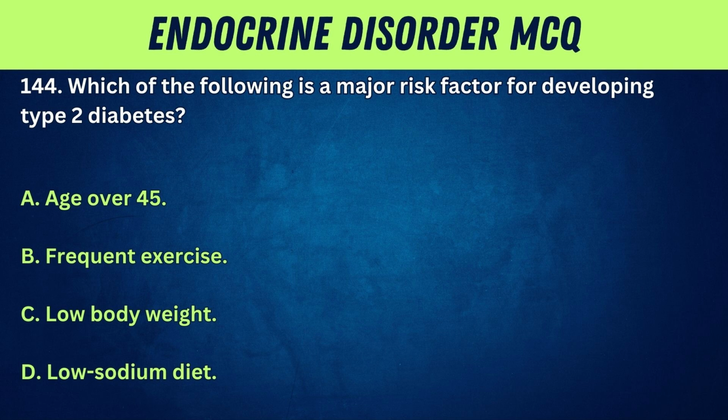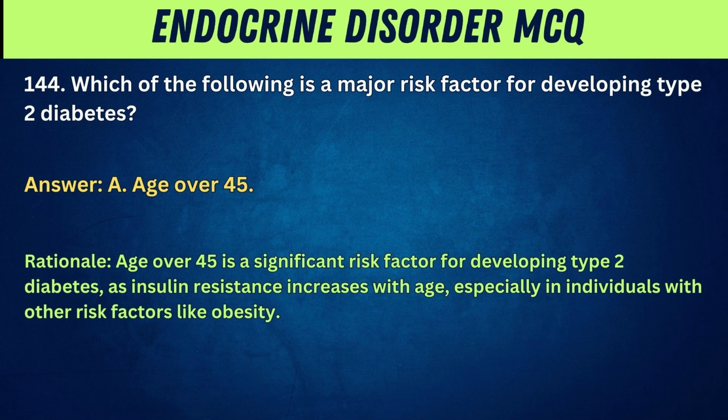144. Which of the following is a major risk factor for developing type 2 diabetes? A. Age over 45. B. Frequent exercise. C. Low body weight. D. Low sodium diet. Answer: A. Age over 45. Rationale: Age over 45 is a significant risk factor for developing type 2 diabetes, as insulin resistance increases with age, especially in individuals with other risk factors like obesity.